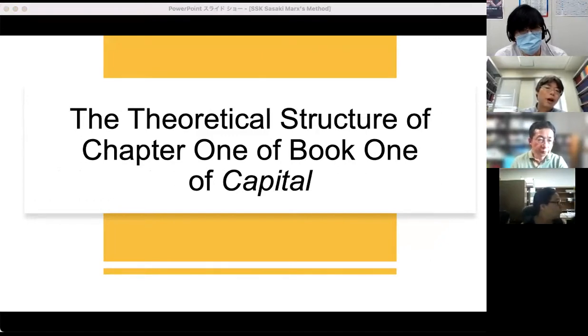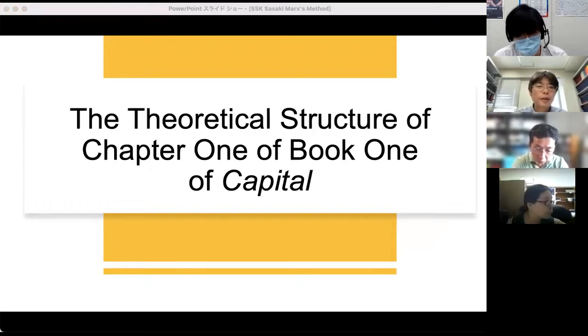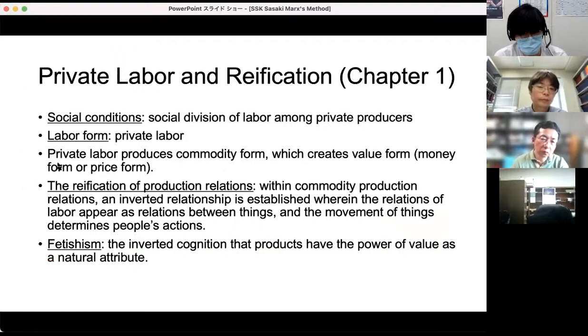Next, I want to talk about the theoretical structure of part 1 of book 1 of Capital. Appendix B deals with the entire book 1, but due to time constraints, here I will discuss only part 1, commodity and money. First, let's consider chapter 1, the commodity.